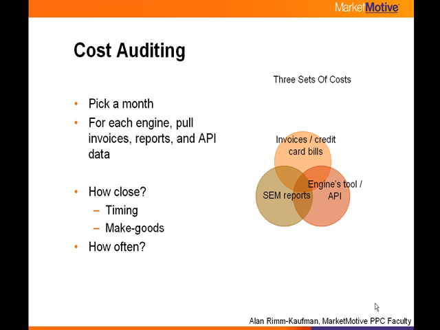Before you can actually see if the program makes sense from a marketing point of view or whether the economics make sense, we need to make sure that the actual data are accurate. And so let's look at the cost data. Cost data you can get in three places. First of all, you have the actual invoices or credit card bills that you get from the search engines, and those are the actual advertising costs you paid.